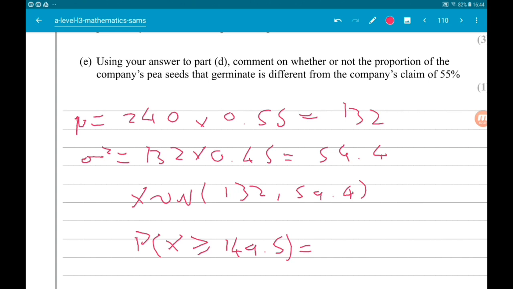Again, we can do that on our calculators. So you want normal CD, lower bound is 149.5. Put in something massive for the upper, I'd put a million. Sigma is the square root of 59.4 and mu is 132. Work that in and you should get 0.0116.